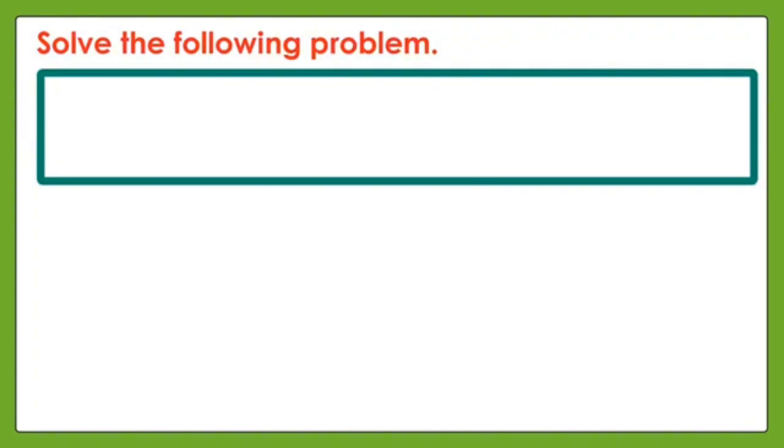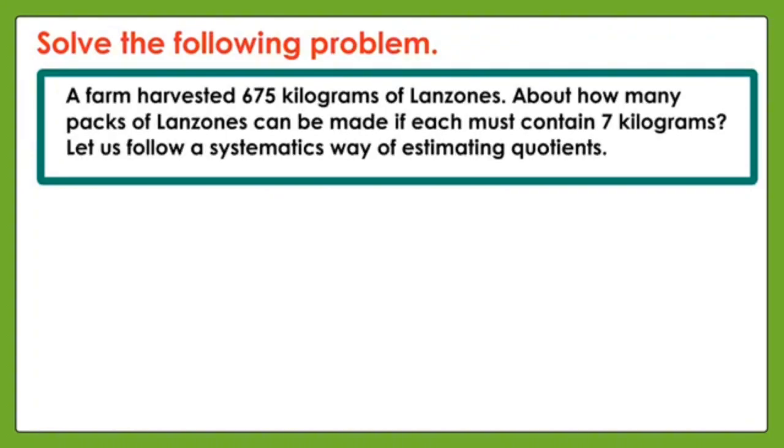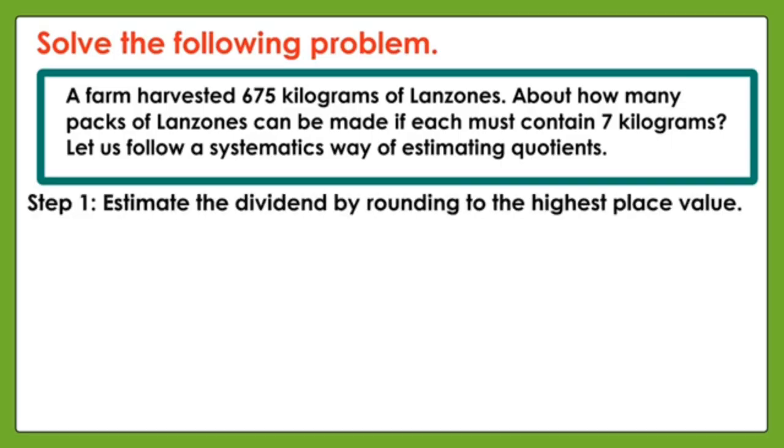Let us solve the following problem. A farm harvested 675 kilograms of lanzones. About how many packs of lanzones can be made if each must contain 7 kilograms? Let us follow a systematic way of estimating quotients. Step 1. Estimate the dividend by rounding to the highest place value.